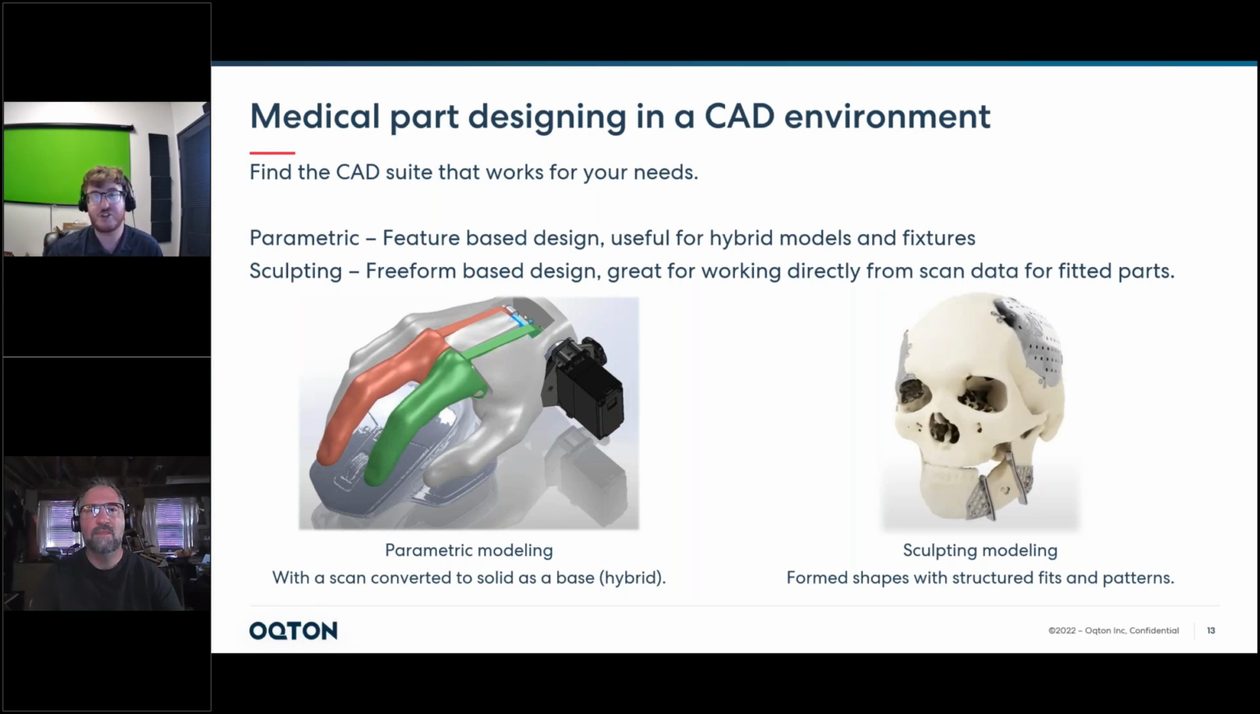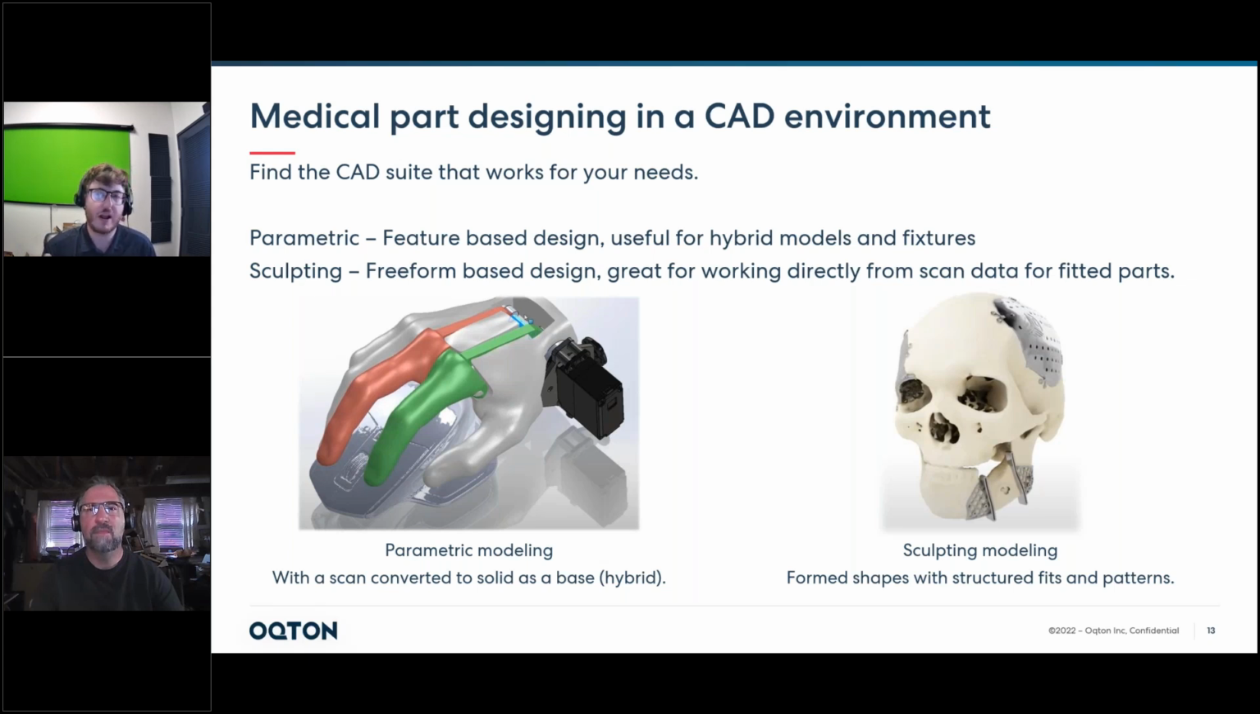Parametric is a feature-based design, very useful for hybrid modeling and creating fixtures. So, what we see on the left side is a hand model that has a more gear-based back end to it, so that way we can mimic certain clicks. That's parametric. Sculpting is more freeform based, and it's great for working directly with scan data for fitting parts, which is exactly what we'll show off in just a moment.